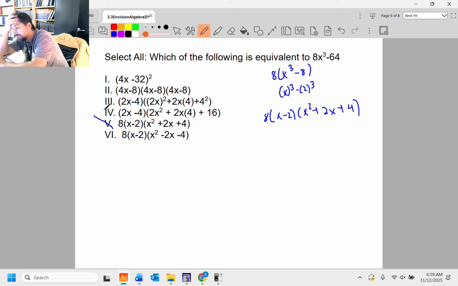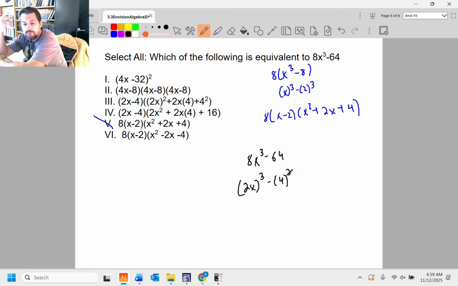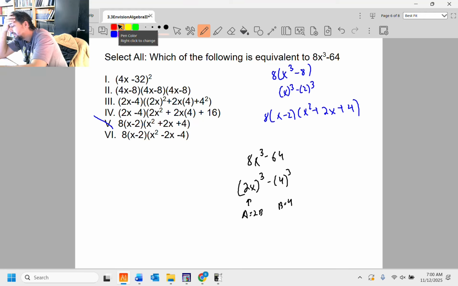Right there she is. All right, now, you could have gone back to the original problem, which was 8x cubed minus 64, and you could have actually looked at it like this. It could have been a 2x that's cubed minus a 4 that's cubed. We're looking for equivalent functions here. And now a is 2x and b is 4. They might look different, but I promise you they're the same numerically.